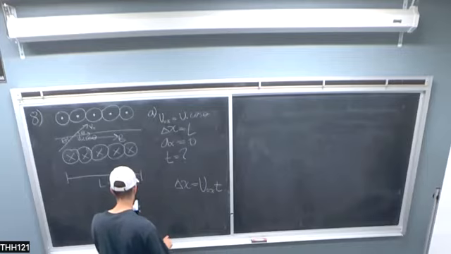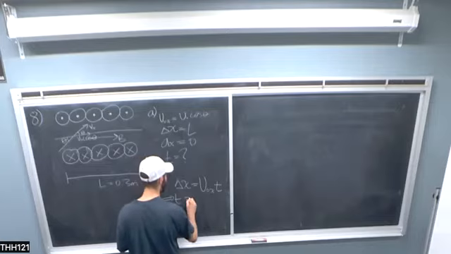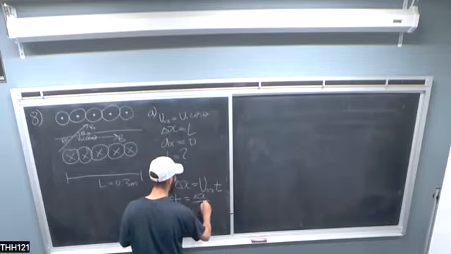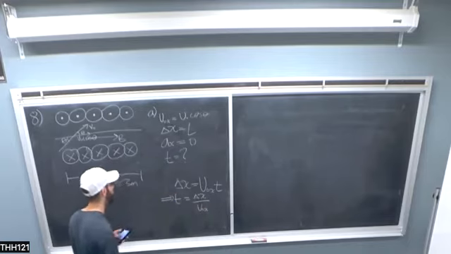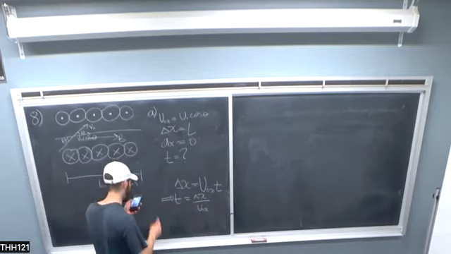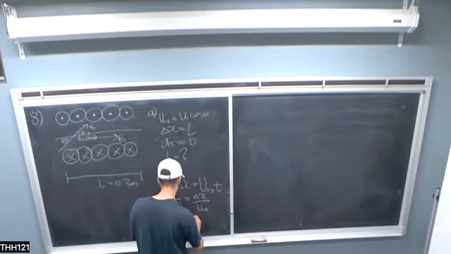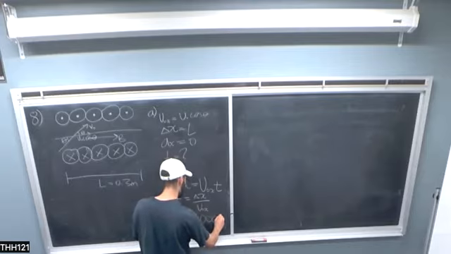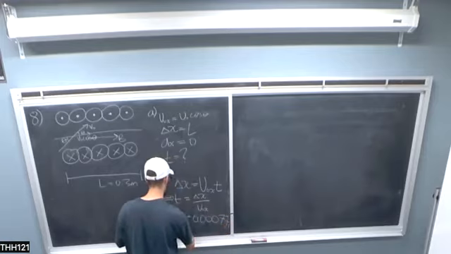Oh wait, we need to rearrange this actually. So then we rearrange. T is equal to delta x over v naught x. Delta x is equal to L, and v naught x is equal to v naught cosine theta. T comes out to be equal to... let me zoom in here. T is equal to 0.0007 seconds. Okay, so that's T.